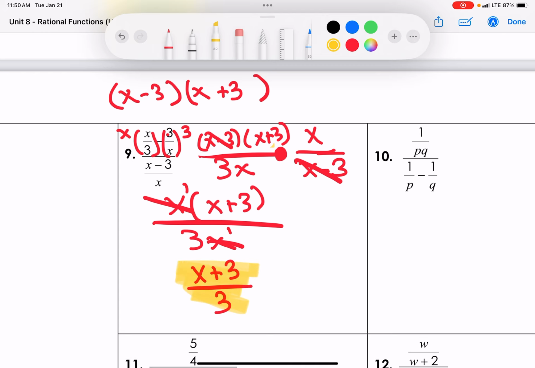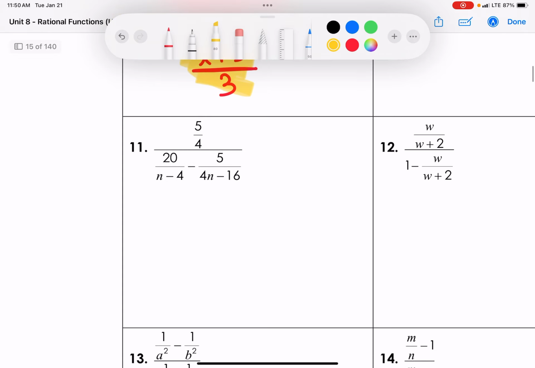Let's go to 10. All right, 5 over 4 in the numerator. Can't do much with that. So I got 5 over 4 times... Now again, for us to combine these, we have to have a common denominator. Look, I got n minus 4 here, but I got 4n minus 16 here. So I'm gonna have to multiply something to make them both have the same denominator. So I'm gonna multiply this side by 4.